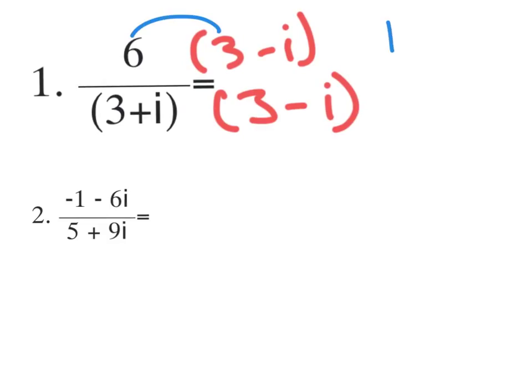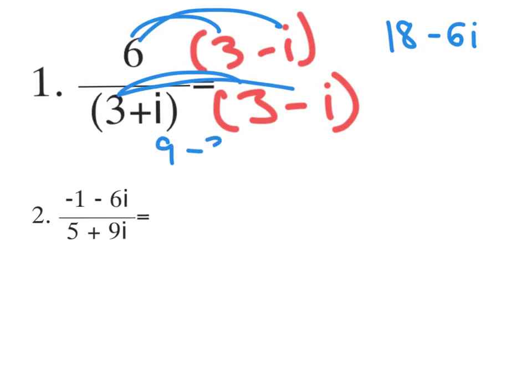6 times 3 is 18, and then 6 times negative i is negative 6i. And then on the bottom, I want to go 3 times 3, that's going to give me a 9, and then 3 times negative i, that's going to give me a negative 3i, and a positive i times 3, that's going to give me a positive 3i, and last but not least, the positive i times a negative i, that's going to give me a negative i squared. Once again, the middle terms are complete opposites, so the minus 3i and the plus 3i cancel out. And once again, you have an i squared, and an i squared is really a negative 1.